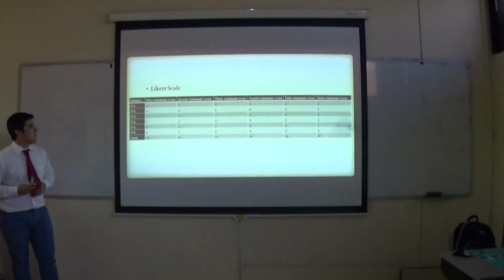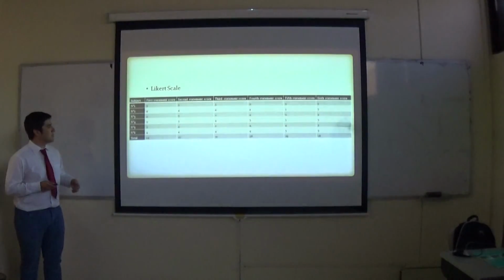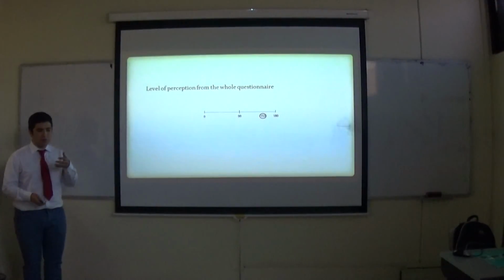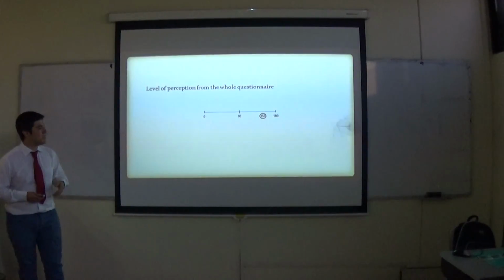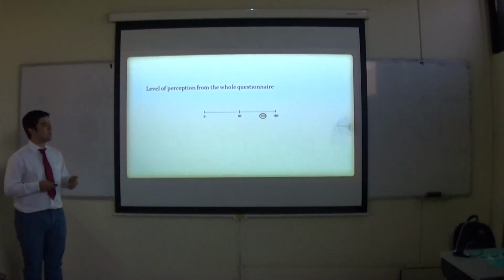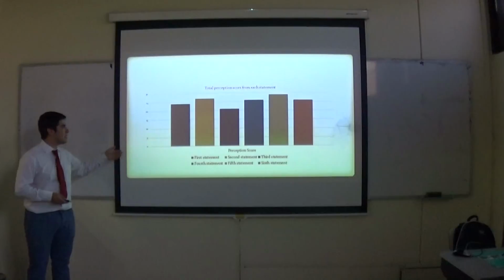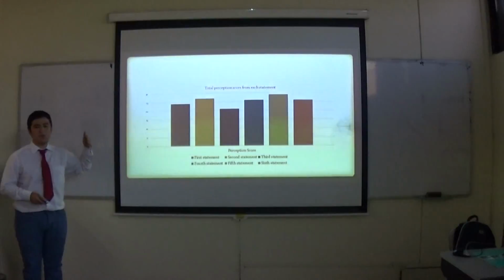The Likert scale took the following scores based on what students answered, and the level of perception of the whole questionnaire, which was focused on whether they feel comfortable with the activity, and if they like the second activity more than the first one. It showed 153 out of 180, which is a very good perception. And the total perception score from each statement is stated here, as can be seen. All the statements got a very high perception score.